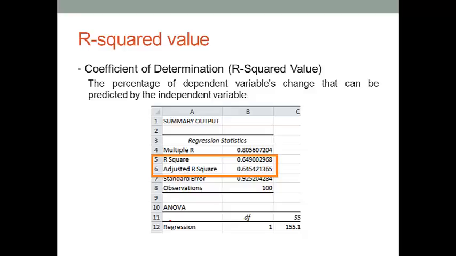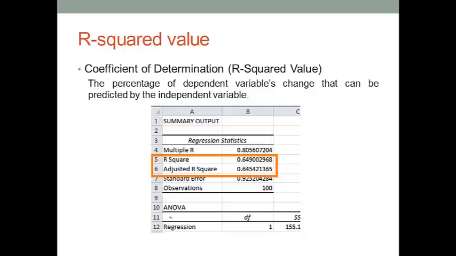No matter how this value is called, we have to understand the meaning of this value. What does this value represent? It represents the percentage of the dependent variable's change that can be predicted by the independent variable. This value has nothing to do with the model you just built. The R-squared value represents the percentage of dependent variable's change that can be predicted by the independent variable.